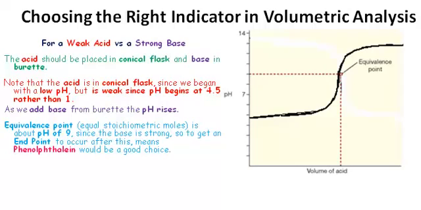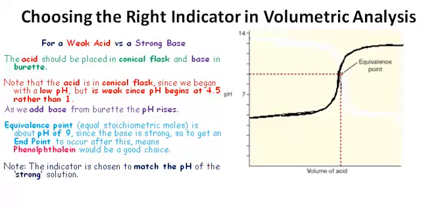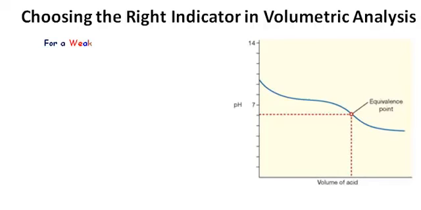To get an endpoint to occur after this, we need to choose an indicator which is in the basic range, which means that phenolphthalein up here would be a good choice, with a pH change at around 8, 9 or 10. So again, the indicator is chosen to match the pH of the strong solution, which in this case is the base.